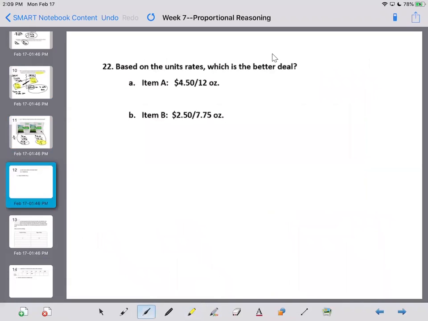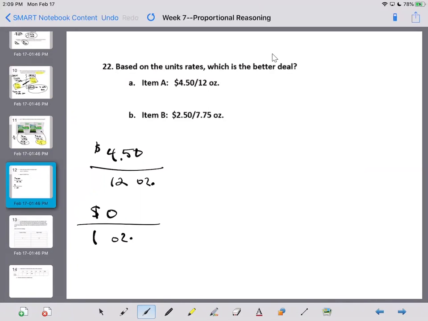You could also look again, which one has the better deal? So we're going to take $4.50 and divide it by 12 ounces. I'm trying to figure out how many dollars per 1 ounce. So $4.50 divided by 12, if I round it, is about 38 cents per ounce.